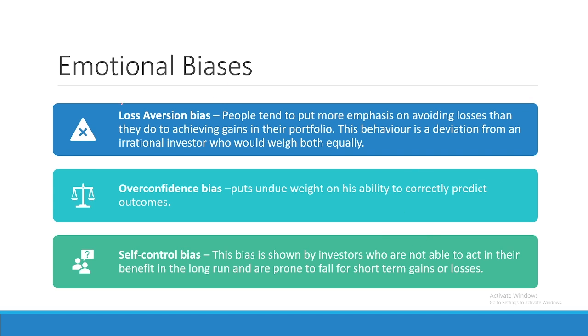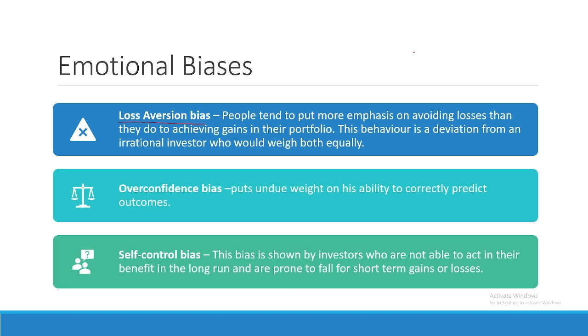Okay, next we'll cover some emotional biases. These arise because people get overwhelmed by their emotions and not by their actual rational model analysis. One of them, loss aversion bias, is where people tend to put more emphasis on avoiding losses than they do on achieving gains in their portfolio.